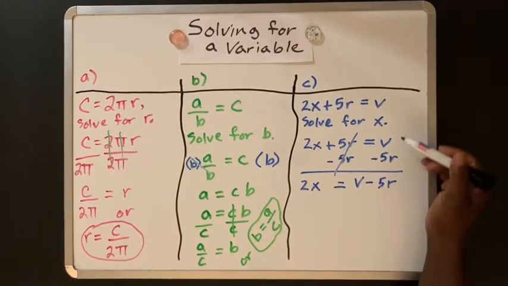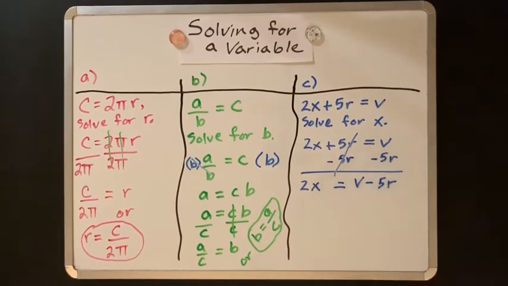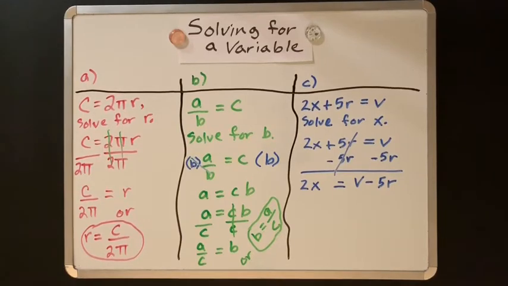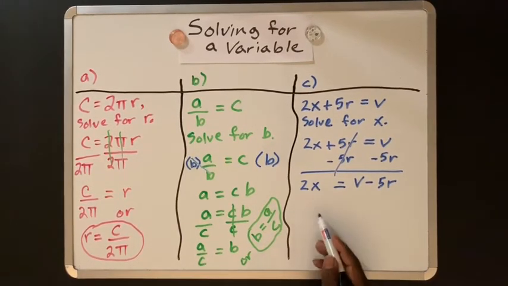What are we solving for again? You've got to keep referencing that x. X is almost by itself. So what do you think we should do next to get x by itself? It says 2 times x. So what's the opposite of multiplying x by 2? Yeah, divide x by 2.